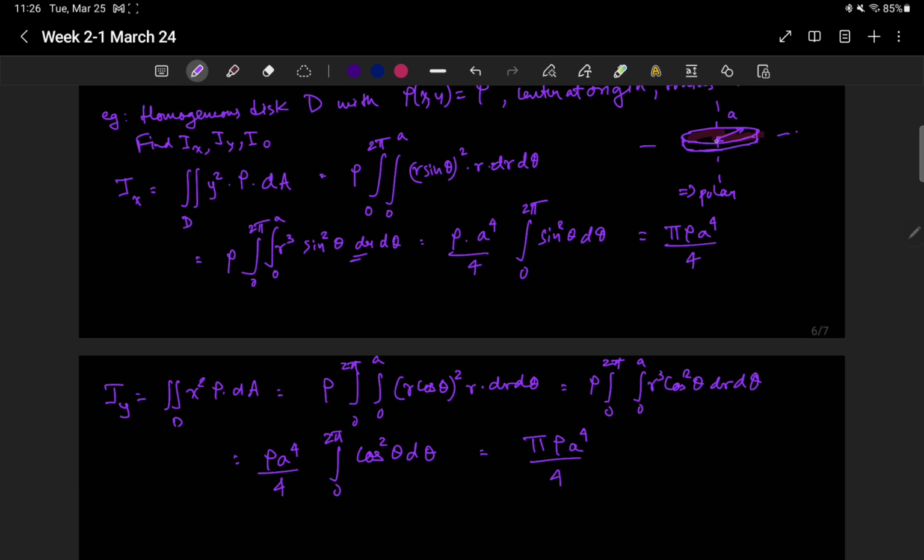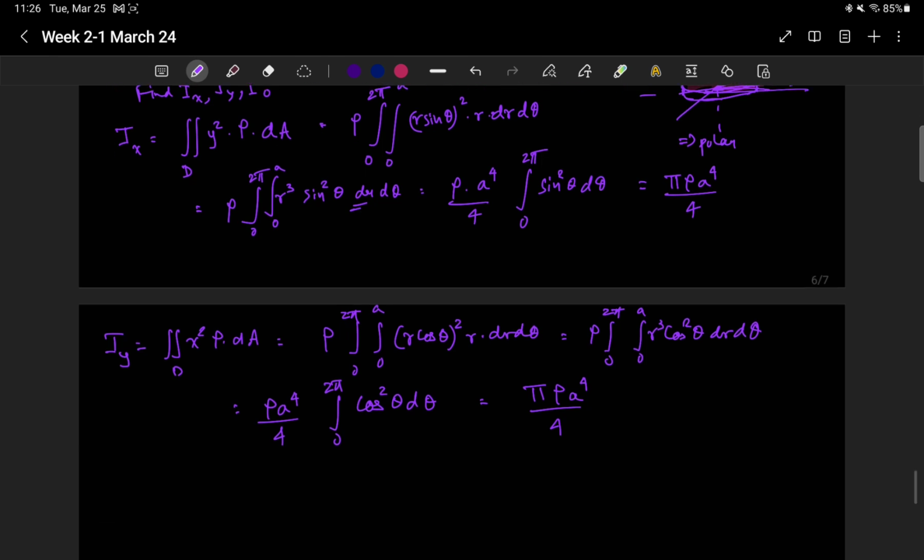So if you look at this plane, the x and y plane right here, whether you rotate it in the x plane or in the y plane, in this particular case, it has the same inertia, because it is symmetric.